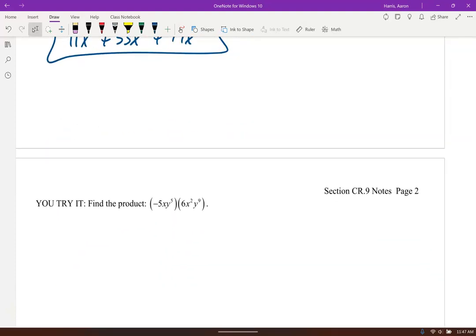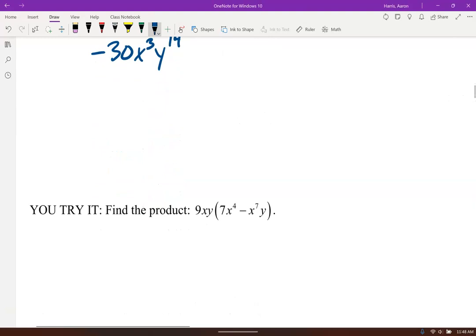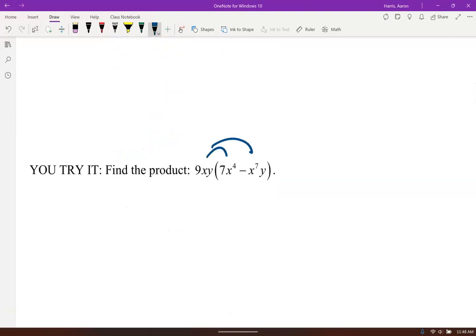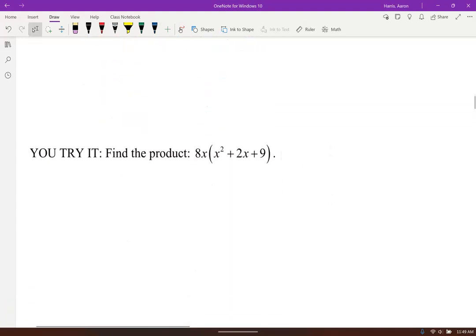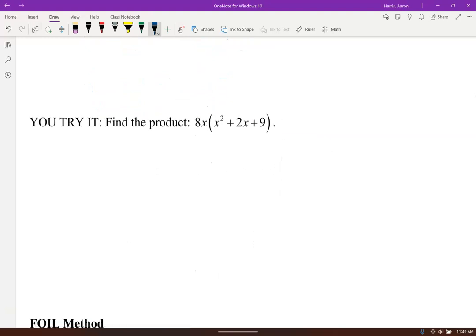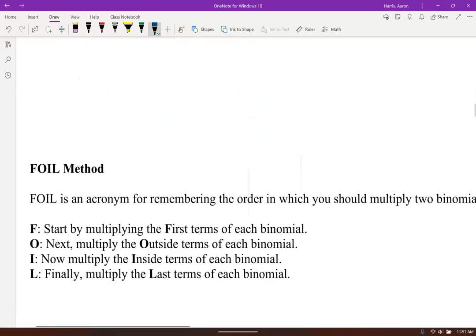Alright, why don't you guys try that one? Go ahead, check yourself on that. -30x to the third y to the 14th. I'll have you guys try this one as well. 63x to the 5th y minus 9x to the 8th y squared. And finally, pause the video. You can try one more here. Check yourself on that. And let's get into FOIL.